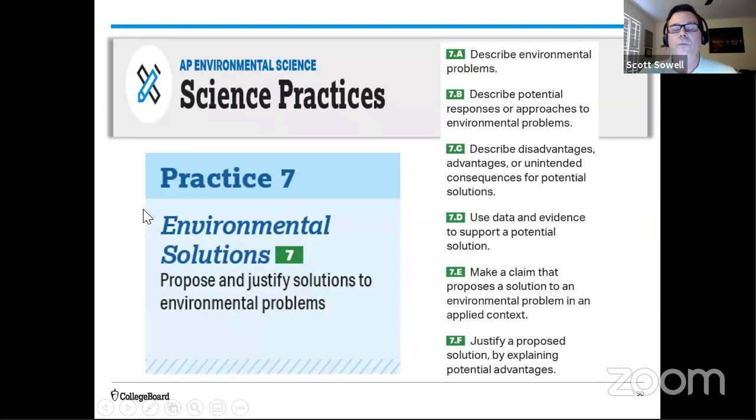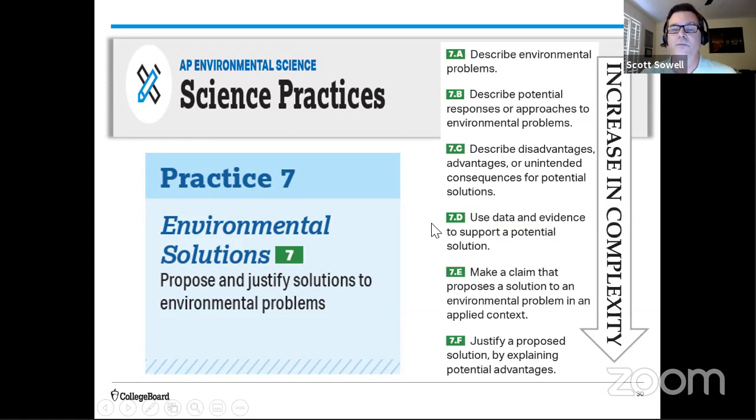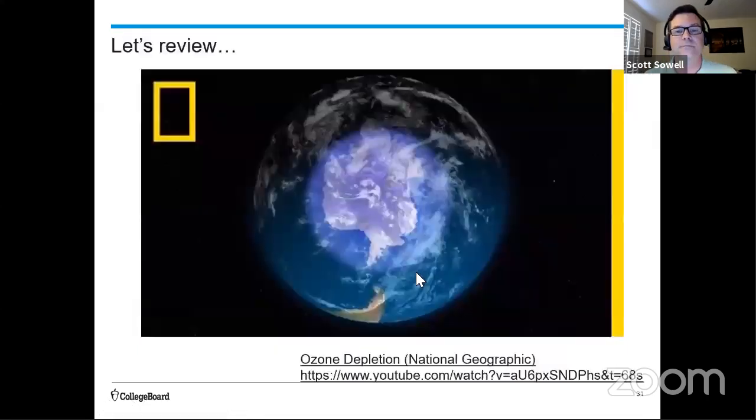So when we look back at practices, I think this is a great example of practice number 7, this solution. So we know that this is increasing complexity when you're asked to describe a problem, describe potential approaches or solutions to that problem, look at the advantages and disadvantages and the unintended consequences, and then use data to select one of those solutions and to justify it.